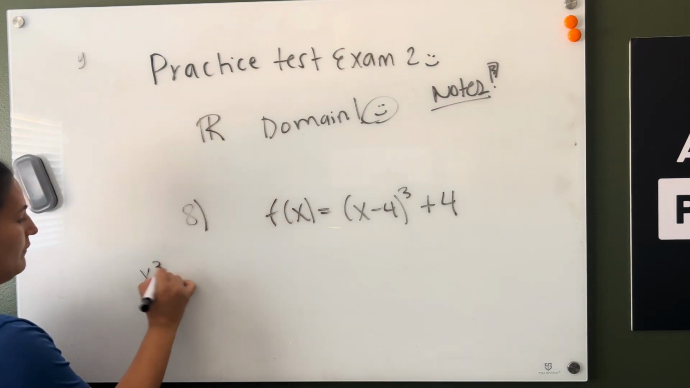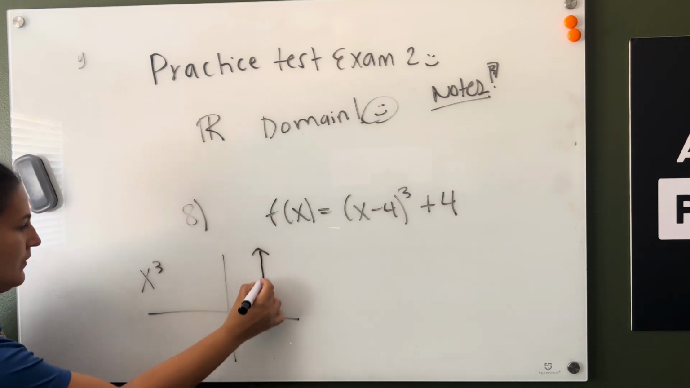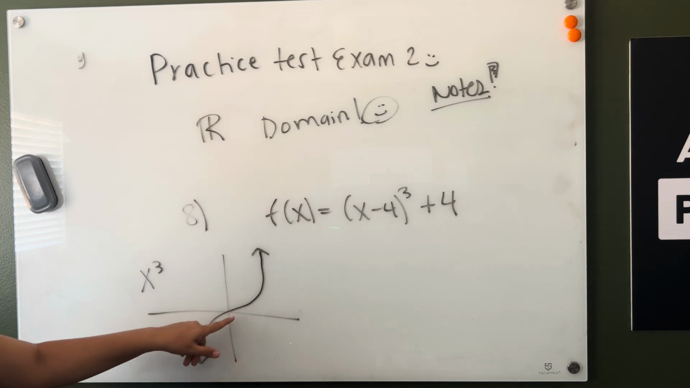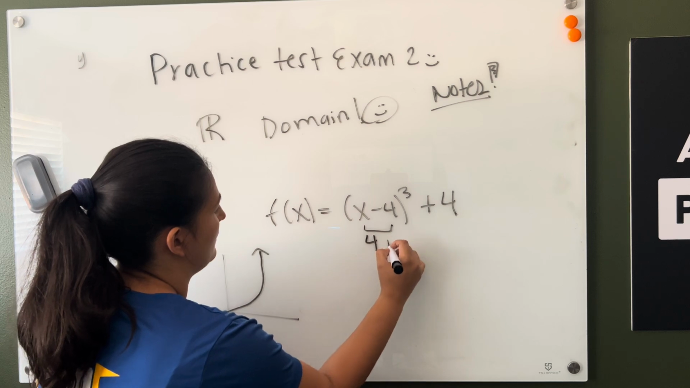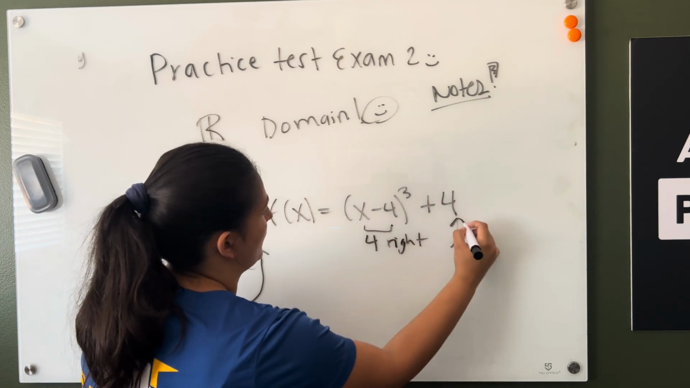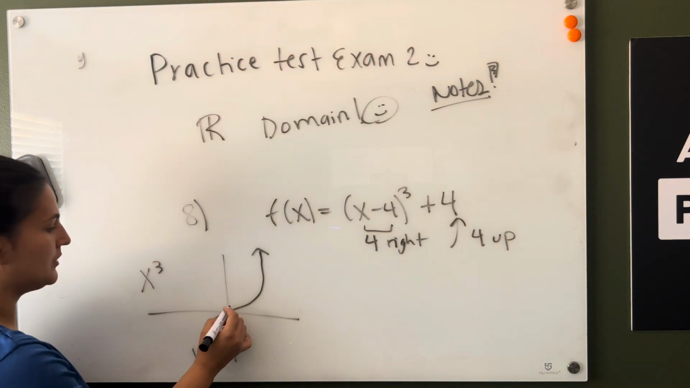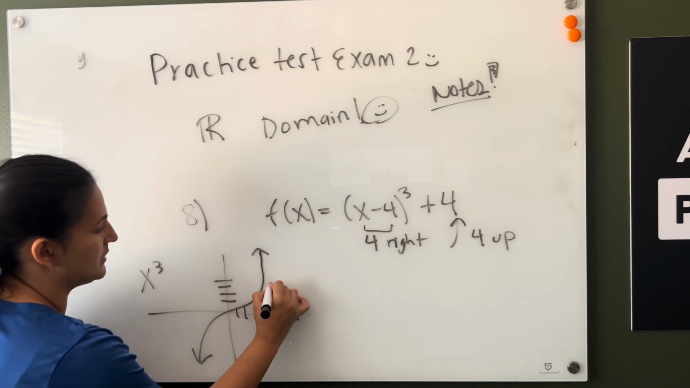Now, this is one of the parent functions that I told you guys to know. So this is what the cubic function looks like. It starts here, passes the origin, and what this is saying is that it's going 4 to the right, and it's shifted 4 units up. So from the origin, I'll go 4 to the right, 1, 2, 3, 4, and 4 up, 1, 2, 3, 4.